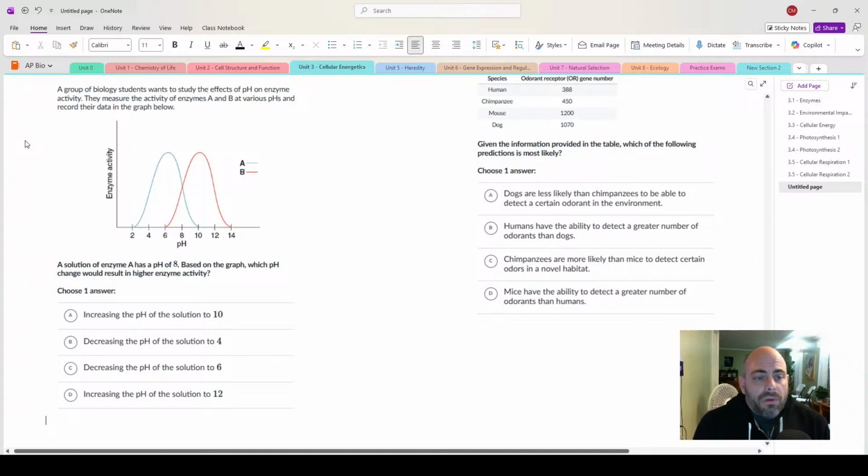All right. Group biology students want to study the effect of pH on enzyme activity. They measure the activity of enzymes A and B in various pHs, and they record the data below. A solution of enzyme A is at a pH of 8 based on the graph. Which pH change would likely result in higher enzyme activity?